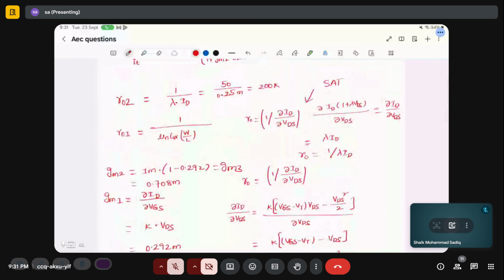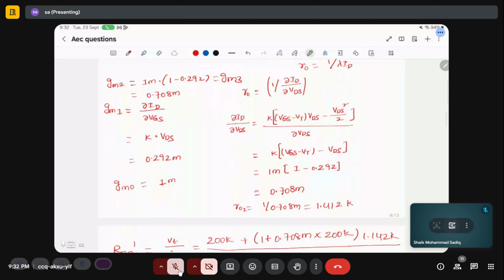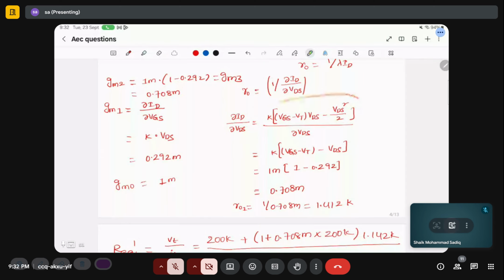See, you understood this part? Calculation of R naught. Okay, this is in saturation. This is in triode region. In triode region, the current equation is K into VGS minus VT into VDS minus VDS square by 2. So we have to differentiate it with respect to VDS. So you will get K into VGS minus VT minus VDS. Understand?